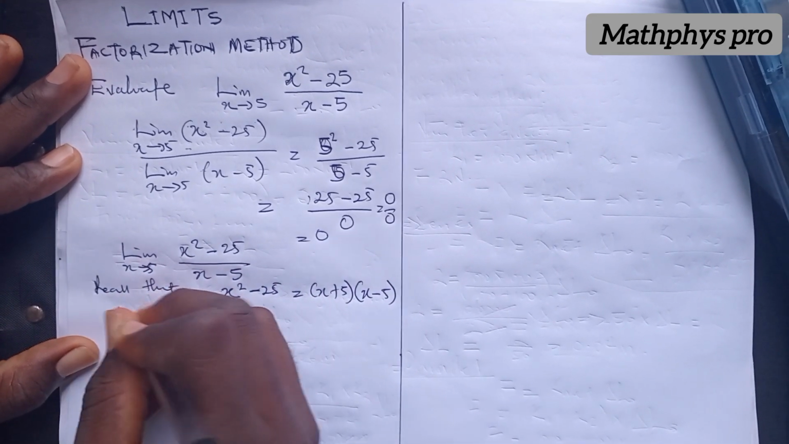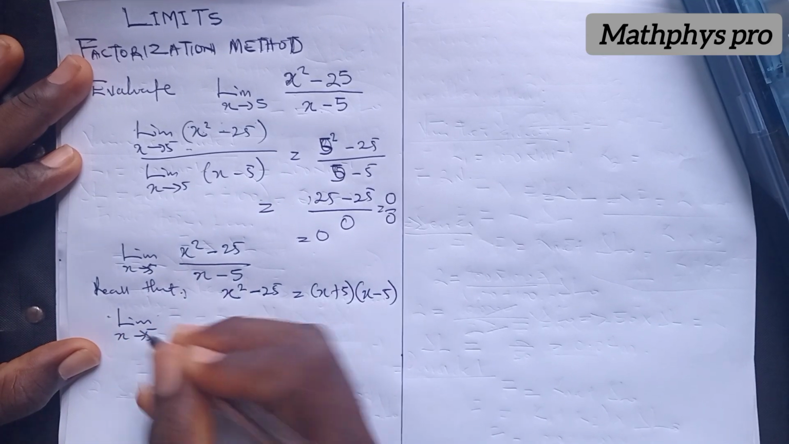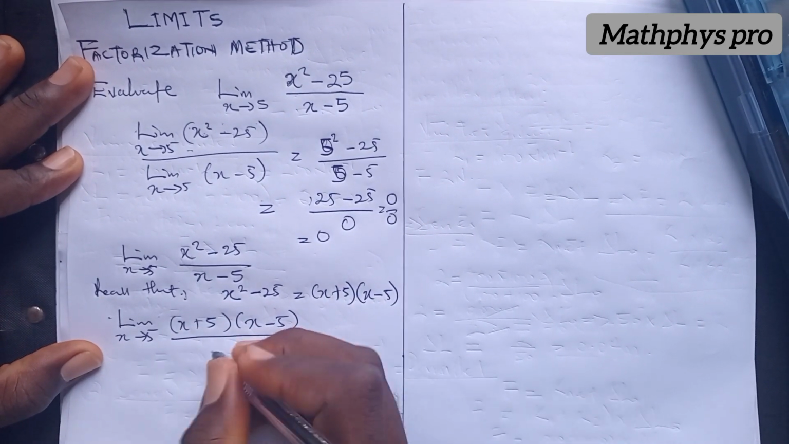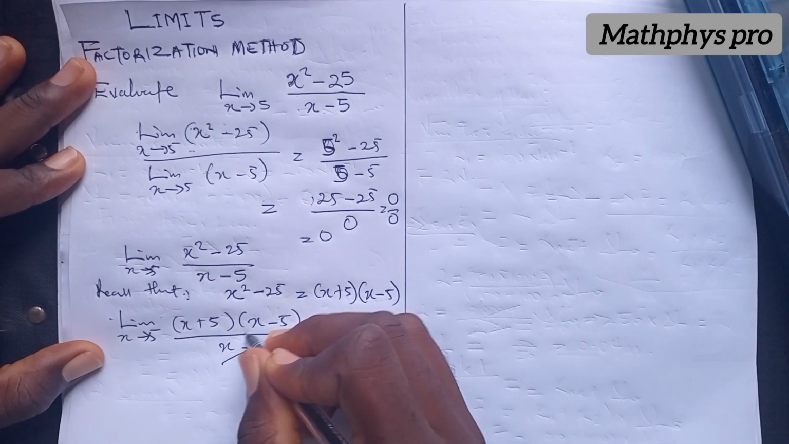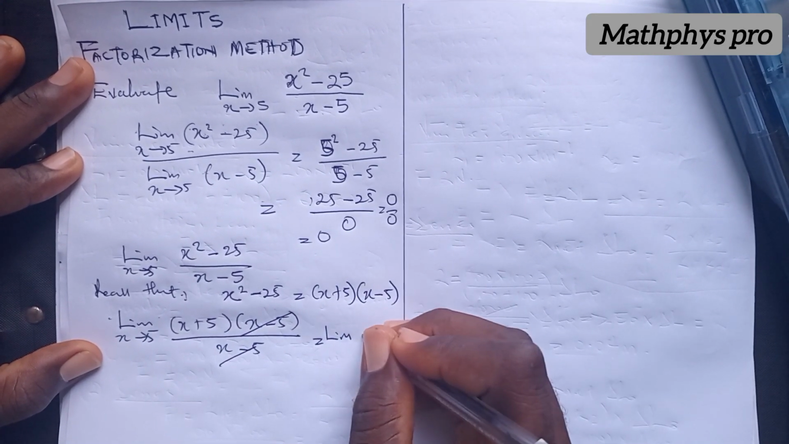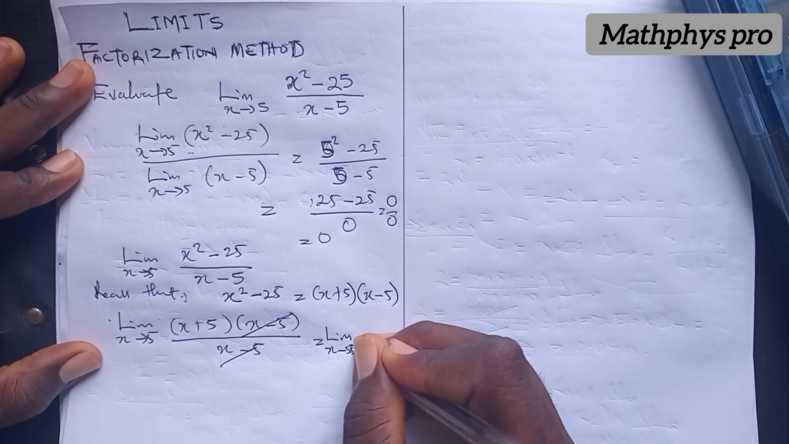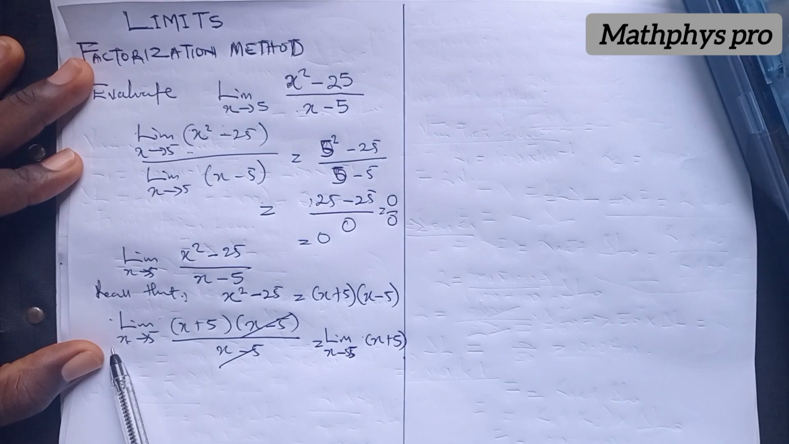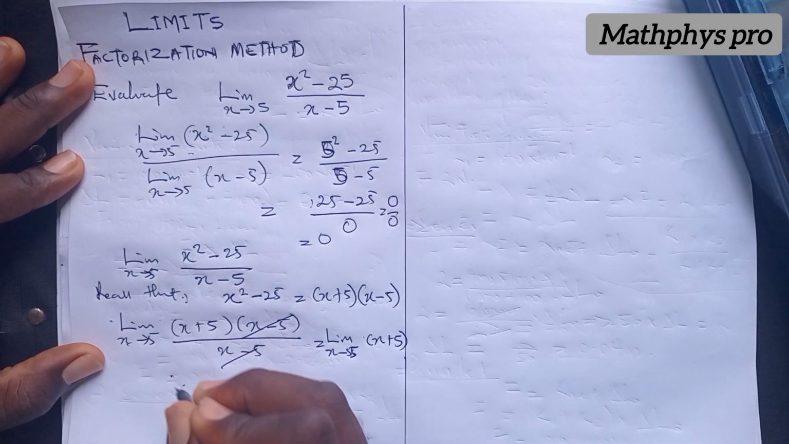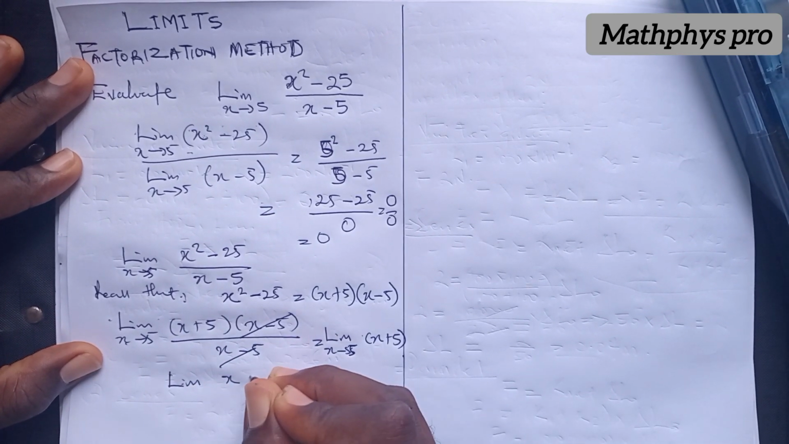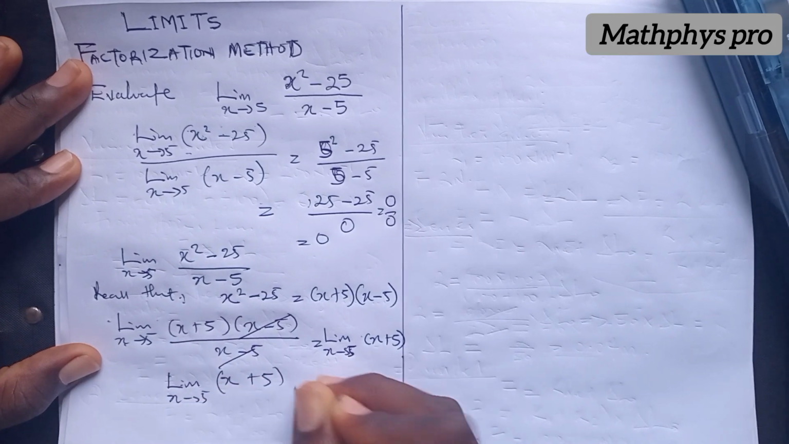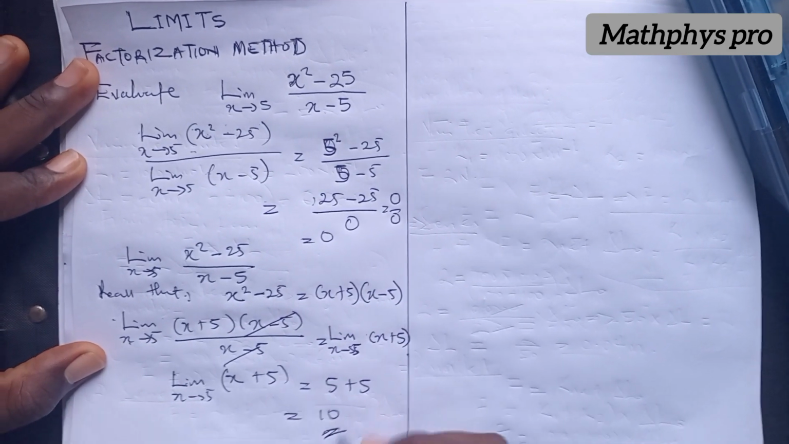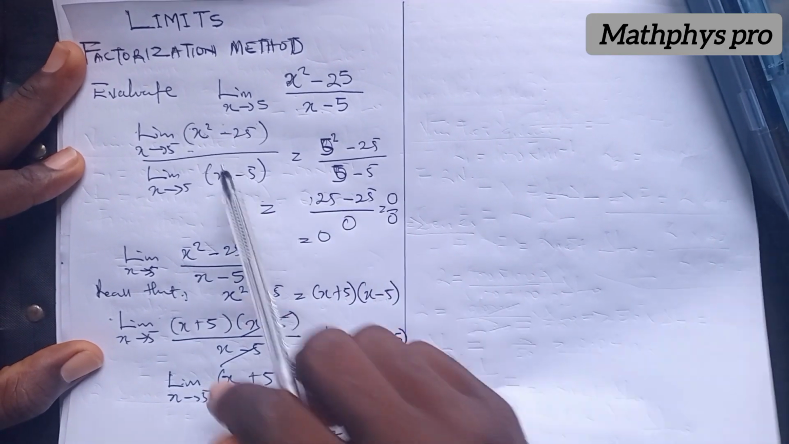So we say the limit as x approaches 5 of x plus 5 times x minus 5, divided by x minus 5. Now this can cancel out this. We are left with just the limit as x tends to 5 of x plus 5. Now we can substitute x equals 5 since x approaches 5. So here we have the limit of x plus 5 as x approaches 5, equal to 5 plus 5. So our answer is what? 10. This is determinate. So this is how to solve a limit using the factorization method.